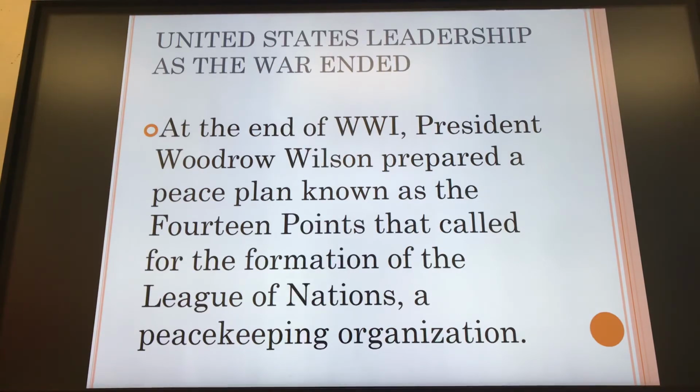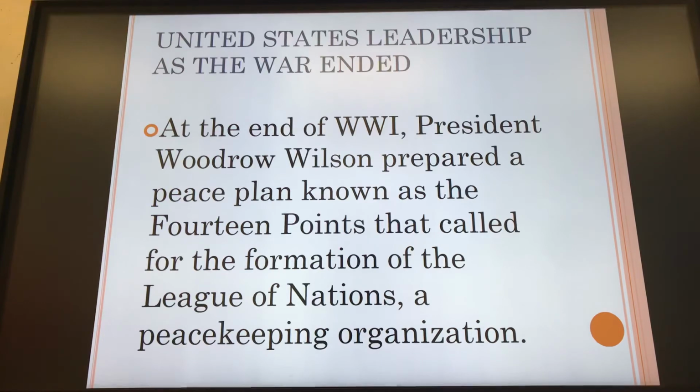It says at the end of World War I, President Woodrow Wilson prepared a peace plan known as the 14 Points. President Woodrow Wilson, the president during World War I, will create his thoughts for a treaty and a peace plan following World War I, and again called the 14 Points. Of those 14 points, one of the major points was for the creation of what was going to be called a League of Nations.